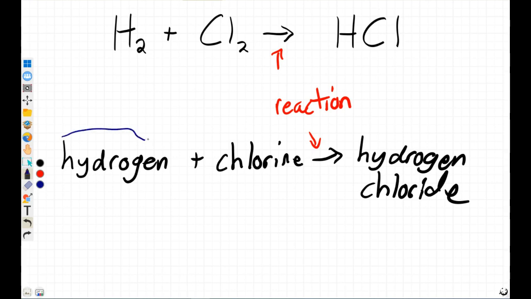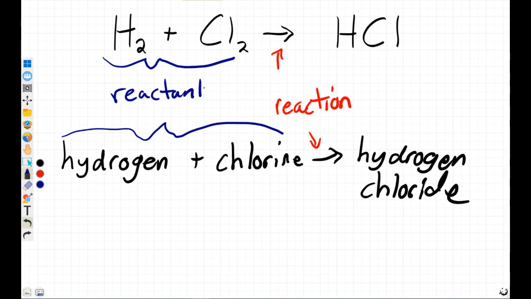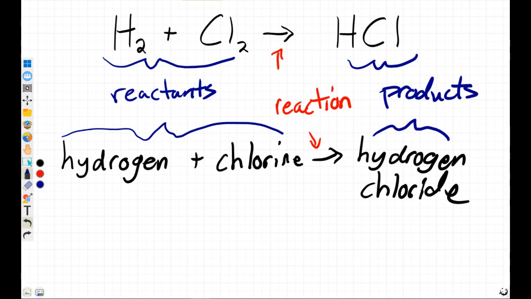On the left side of the equation, we have the chemicals that we start off with, known as the reactants. These are the chemicals that are going to be mixed together to cause the reaction. And on the right side, we have our end products, or just products, what we end up with after the reaction happens.